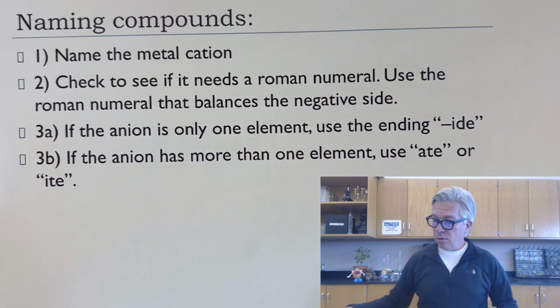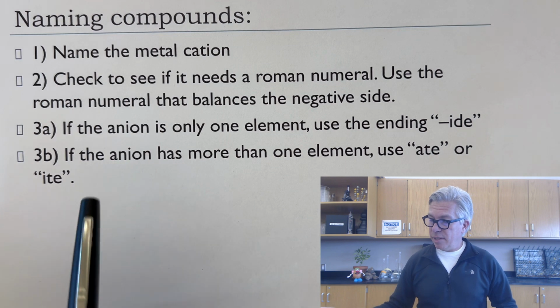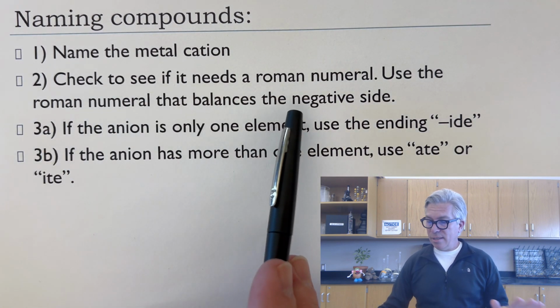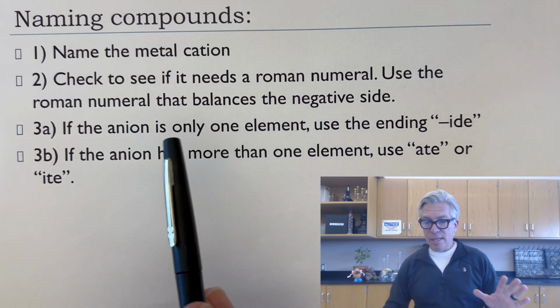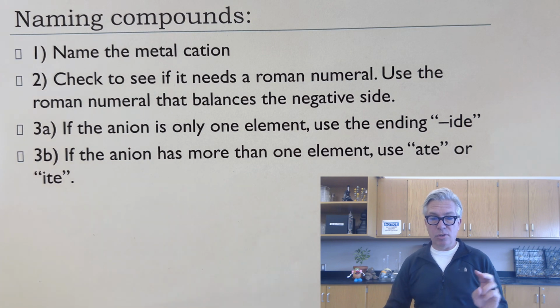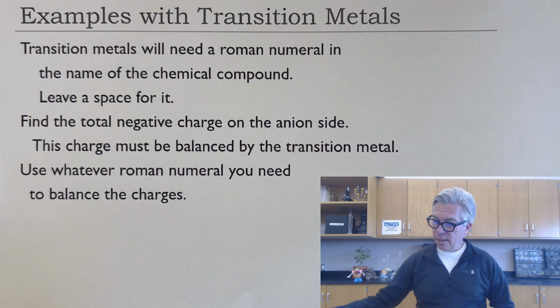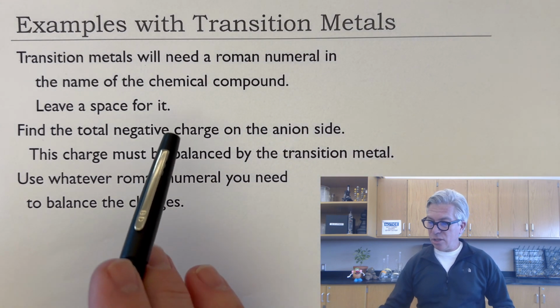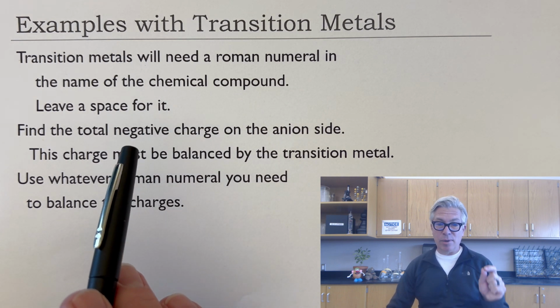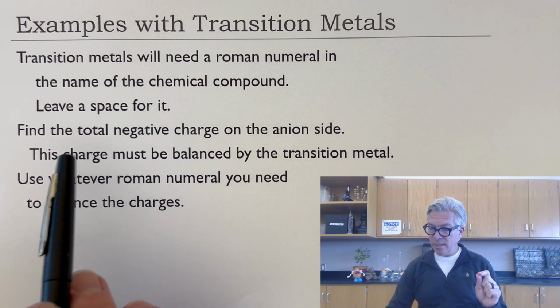All right. So real quick review. We have this in the other video. To name the compounds, you need to name the metal, check to see if it needs a Roman numeral, and then use one word for everything else in the formula. So your name should only have 2 words in it. All right. And examples with the transition elements. Transition elements will need a Roman numeral in the name of the chemical compound. Leave a space for it. If you recognize those transition elements, leave a space.